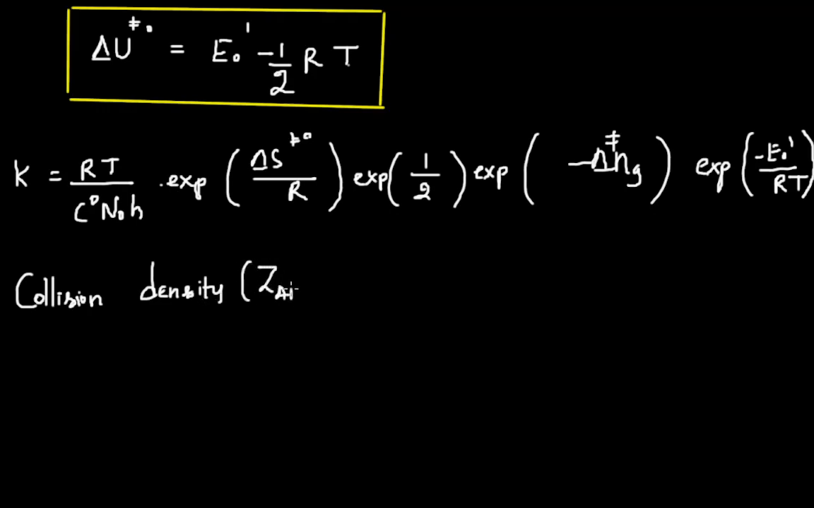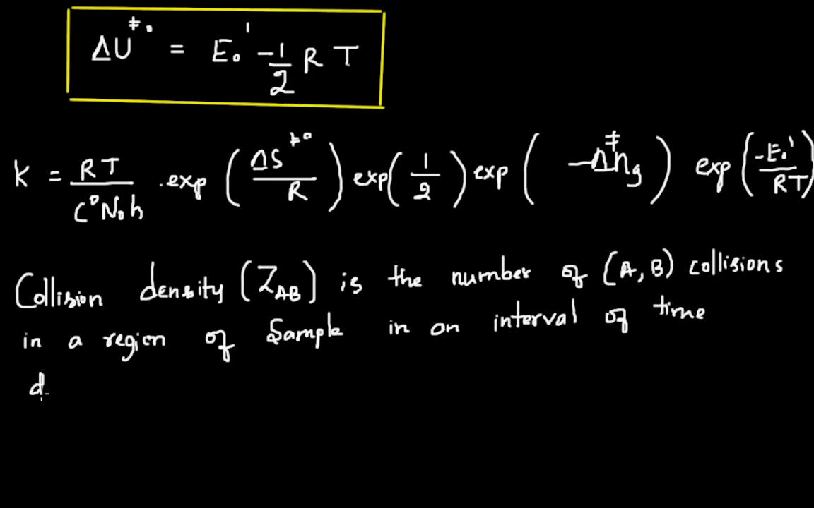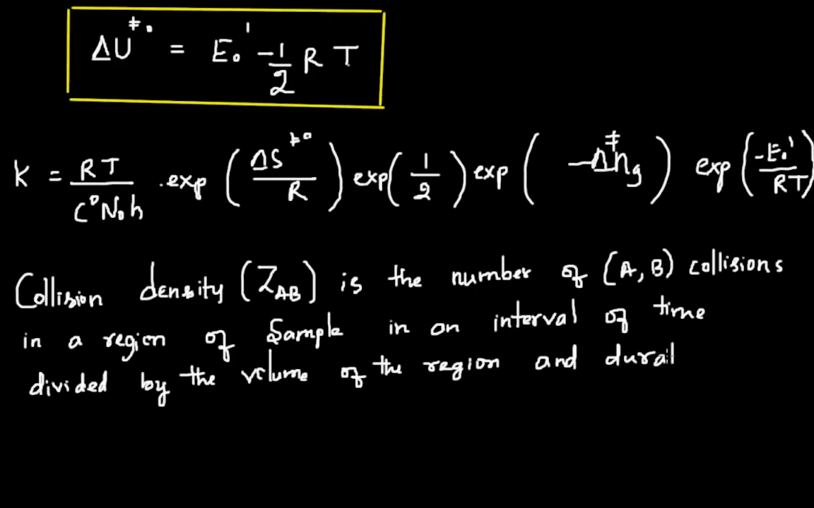What is collision density? ZAB is the number of A comma B collisions in a region of sample in an interval of time, duration of time. So this is your formal definition of collision theory.